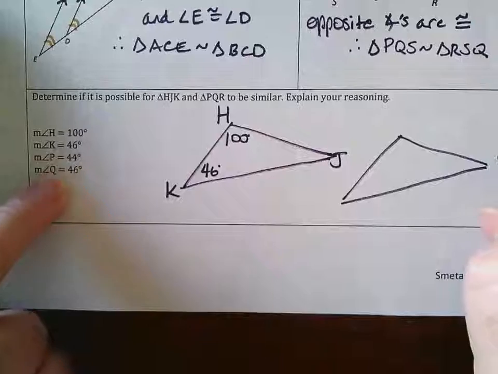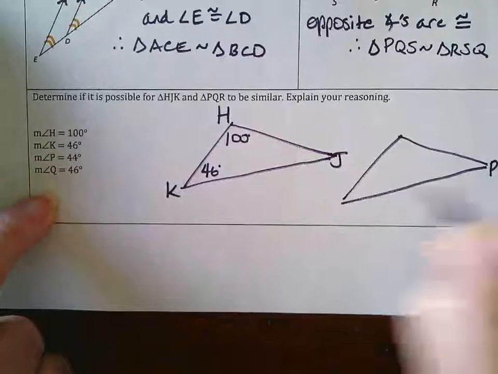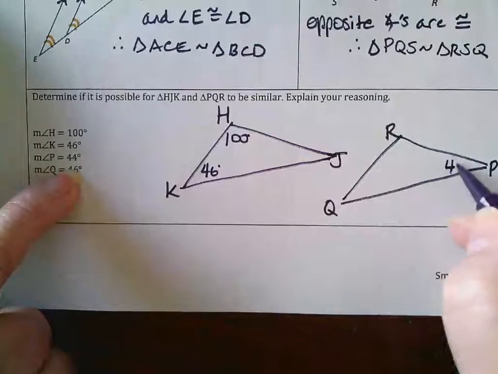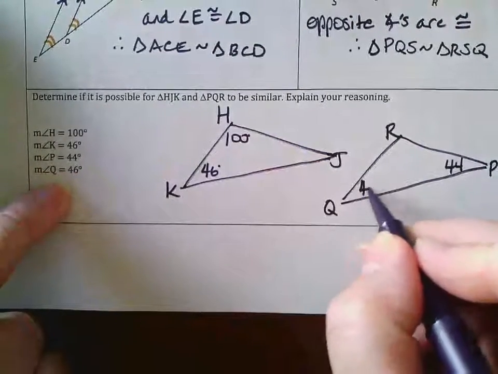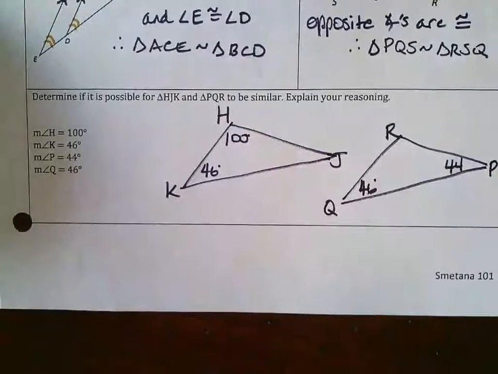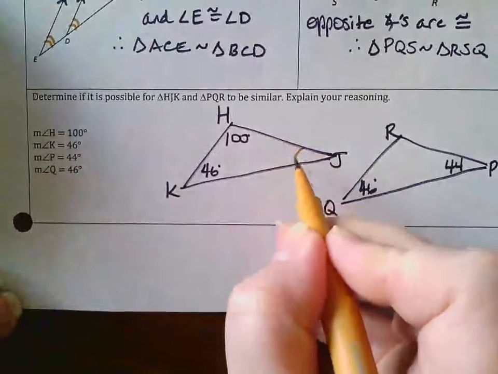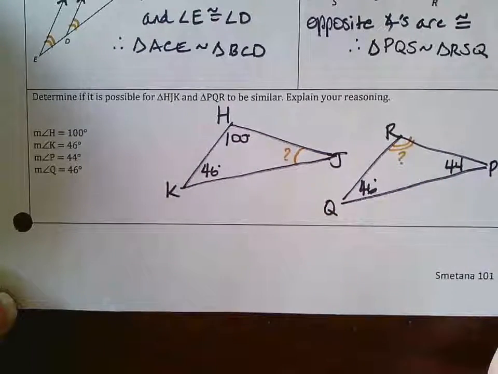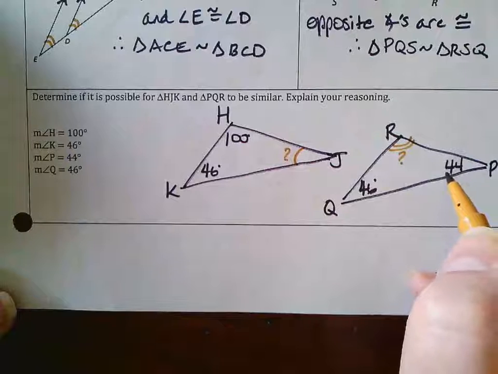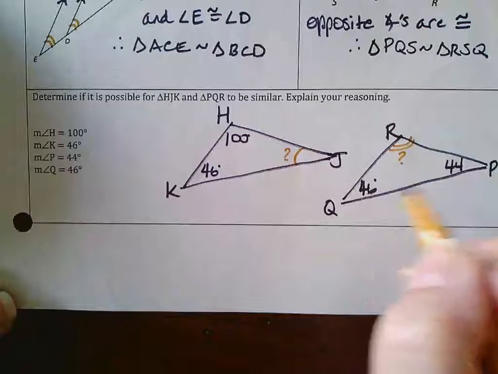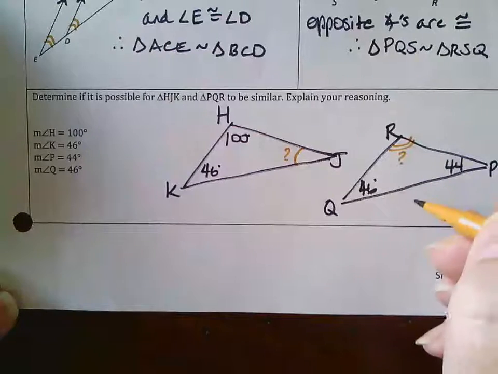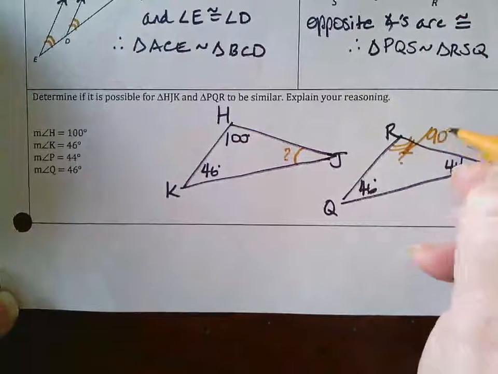And then PQR, so PQR, this is 44, this is 46. And what I want to find here are these angles. This one here, I don't know what it is, and this one here, I don't know what it is. So you can do 46 plus 44, so that is 90 degrees, which means that this is 90 degrees.